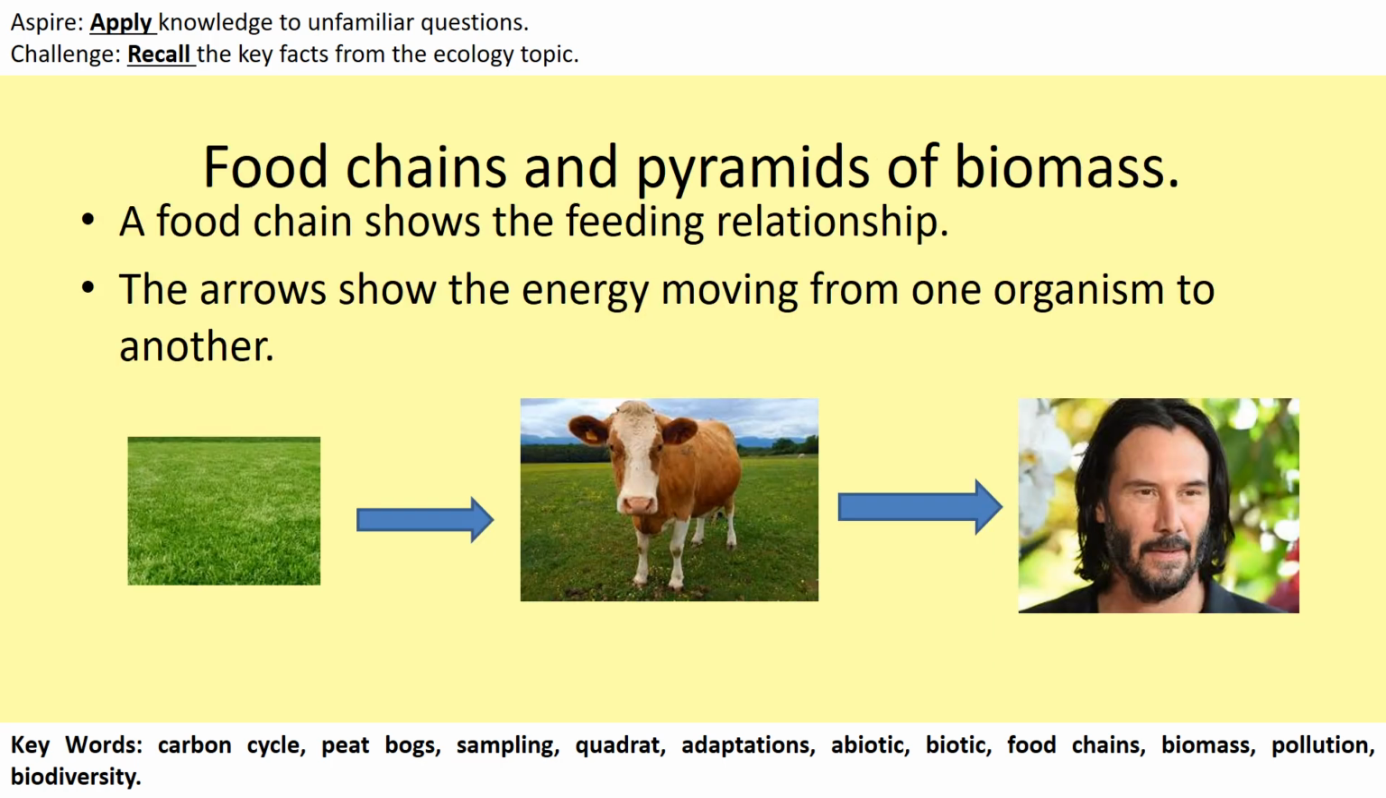The next lesson we did was food chains and pyramids of biomass. This is just a quick recap because this often gets taught wrongly in primary schools. The arrows on a food chain show the energy moving from one organism to another. So if you look at my food chain below, I've got grass, and the energy moves from the grass to the cow, and then from the cow to the human, in this case Keanu Reeves. So it's just showing feeding relationships.